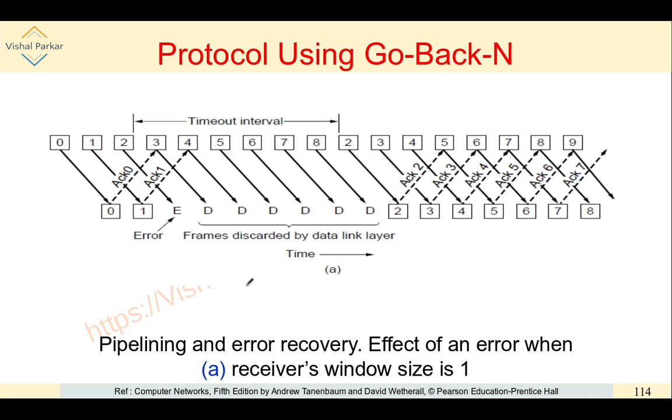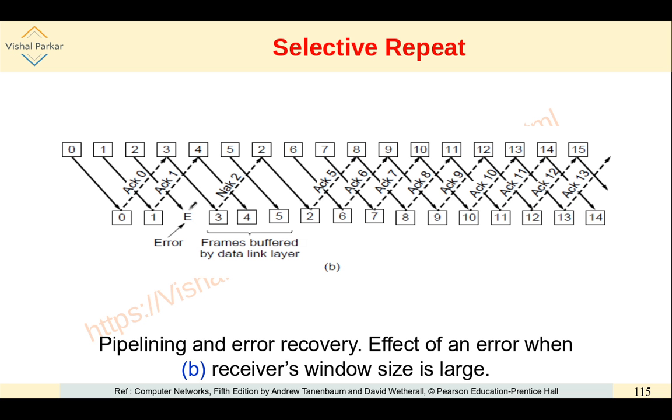The second strategy is not to discard the rest of the frames but to buffer them, and that is what is called selective repeat. Only the frame which was received in error will be retransmitted. Just to narrate the scenario, as in the first case, frame numbers 0 and 1 were successfully received. Unfortunately, frame number 2 was not received successfully; some error was there. So acknowledgements for frame numbers 0 and 1 were sent back.